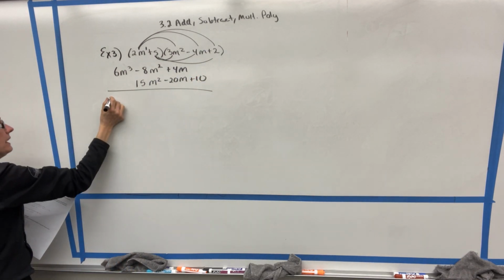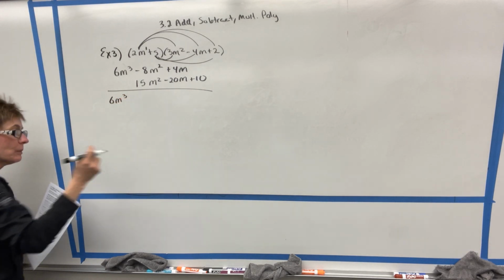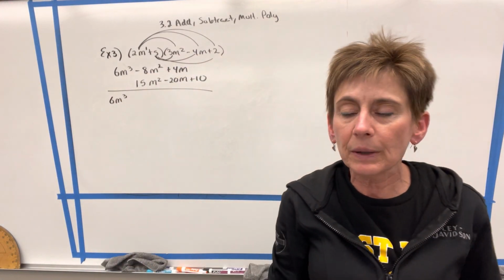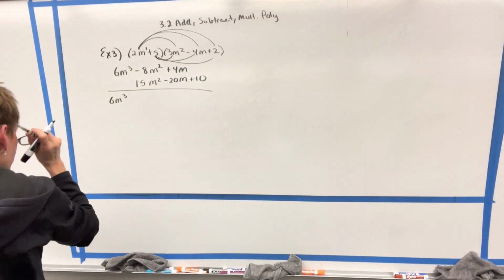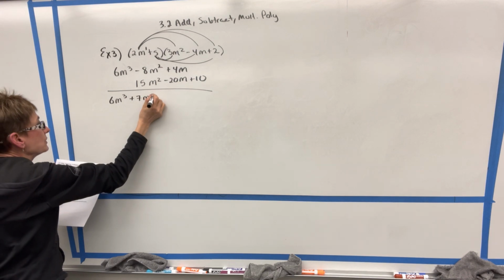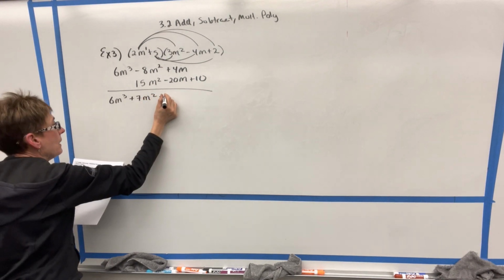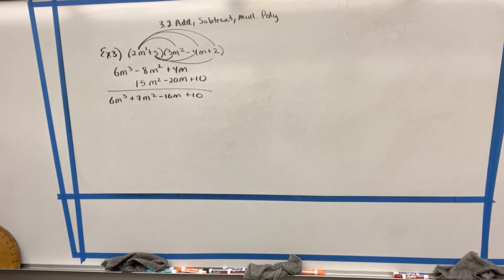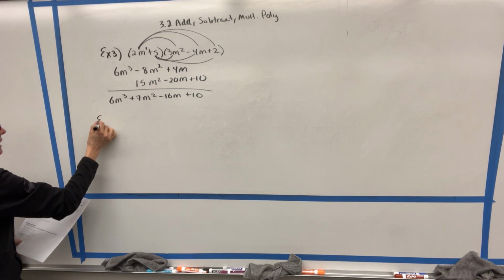Then I'm again combining like terms. Remember, when I combine like terms, I don't change the exponents. It's only when I'm multiplying that I do. So this would be 6m cubed plus 7m squared minus 16m plus 10. That would be an example of multiplying polynomials. All right, let's do another example.